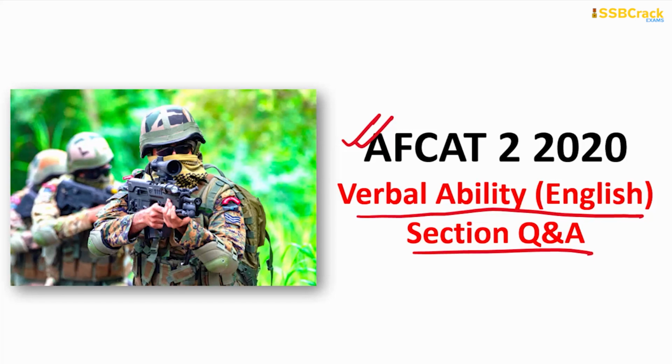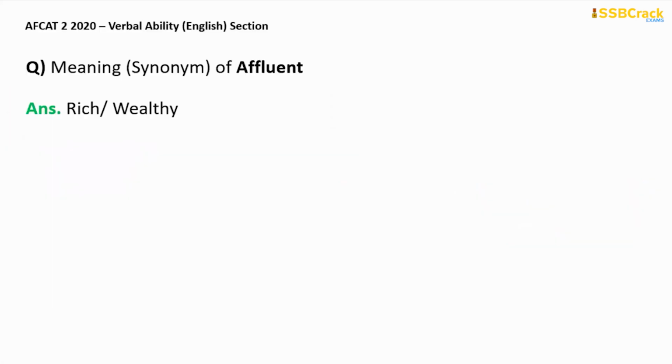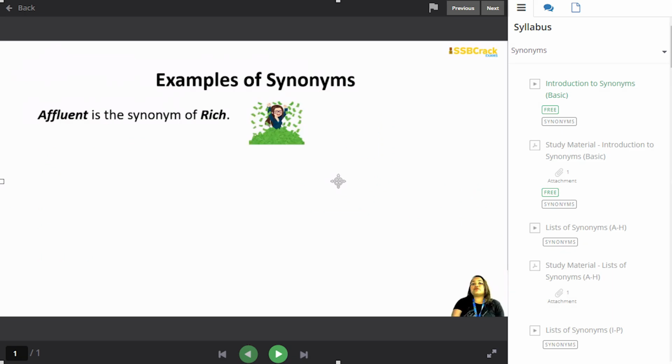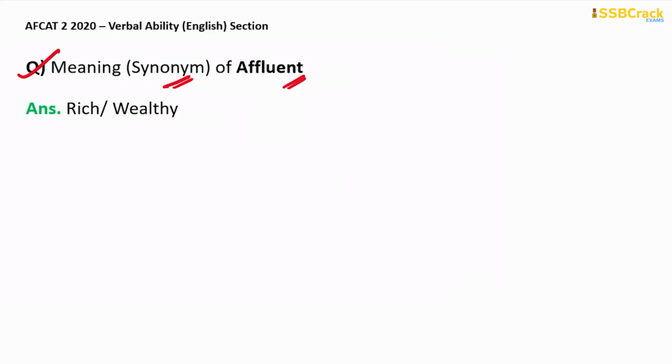So I will first begin with a question, that is the meaning or synonym of affluent. Now this question I have already discussed in my course lecture on synonyms and antonyms. And the meaning of affluent is rich or wealthy. So this is the meaning of affluent. The next question which came on AFCAT 2020 exam on its first day was the meaning or synonym of pilfer. Pilfer means to steal or to rob.